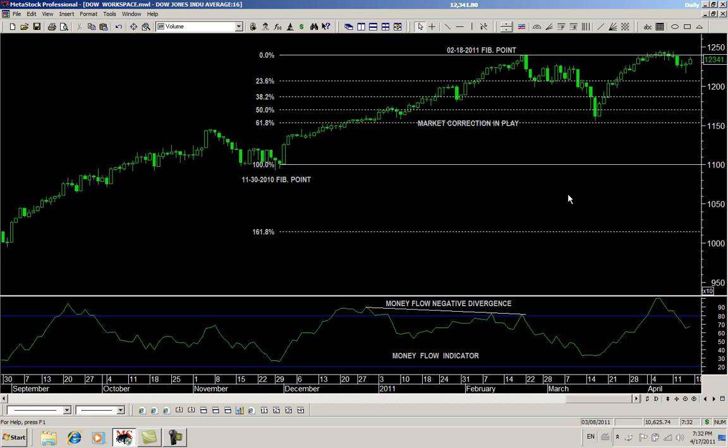Now, we've just seen two different examples, not exactly the same, but very similar in nature, of how we can use two time-tested techniques to identify high probability market turning points. And this is what I wanted you to be able to learn today.